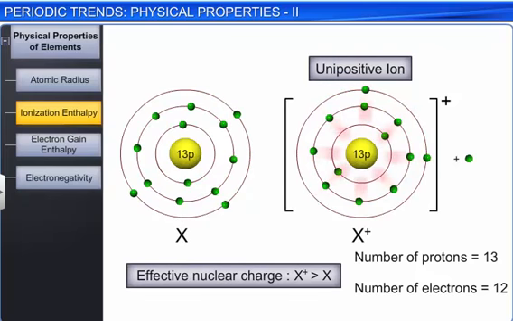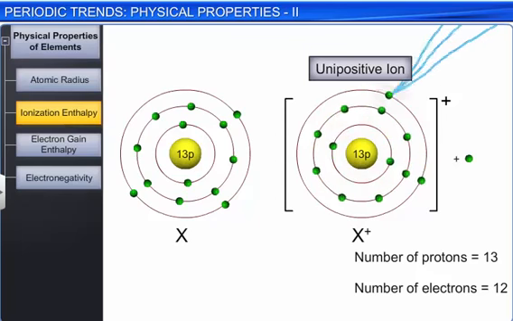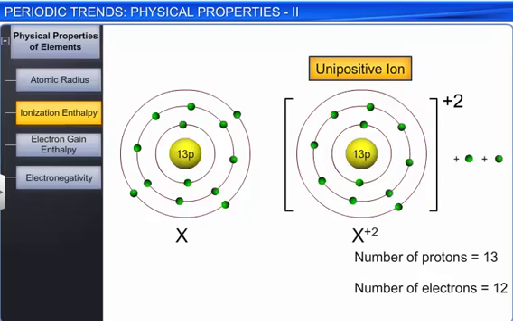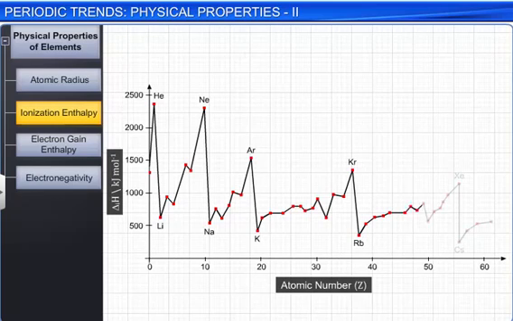Due to this, the nuclear attraction on the electrons increases, and hence, more energy is required to remove an electron from the unipositive ion. The term ionization enthalpy, if not specified, is taken for the first ionization enthalpy. The graph shown here depicts the variation in first ionization enthalpies, delta IH, of the first 60 elements in the periodic table.